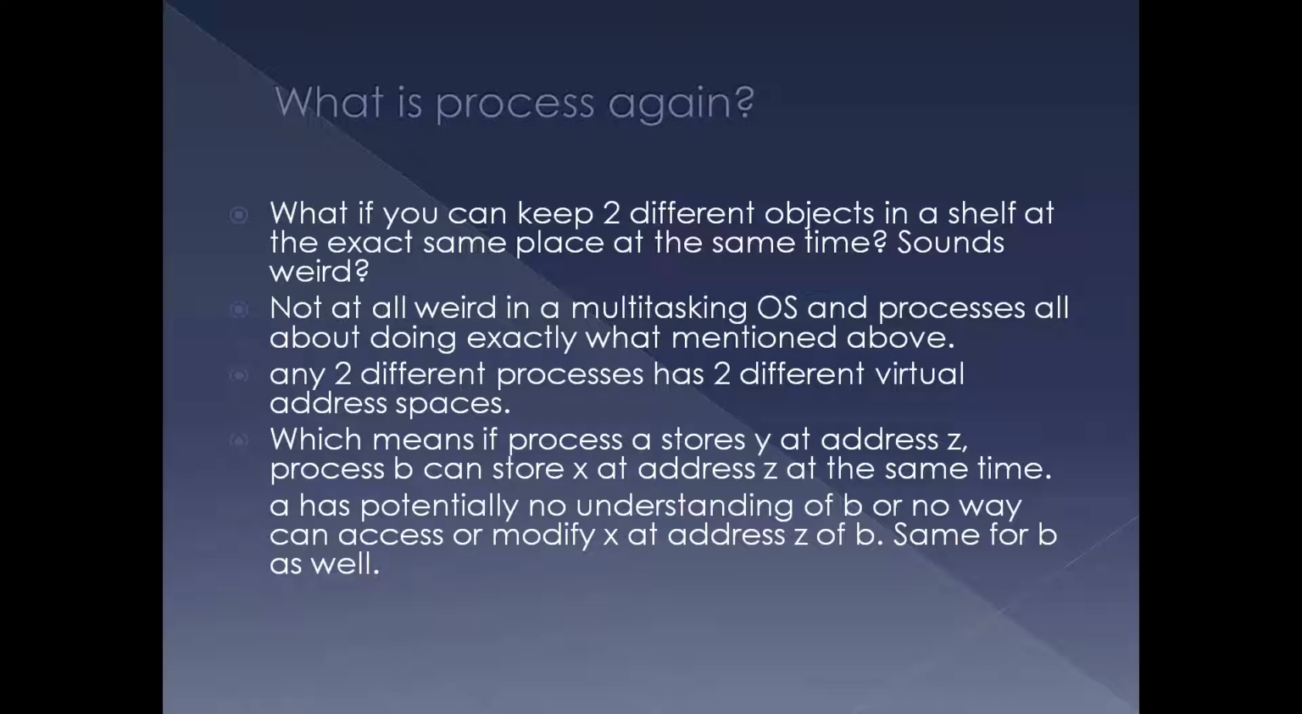Which means if process A stores Y value at Z address, process B can store X at Z address at the same time. Because in the case of process A, the address Z is pointing to a different physical address than the same address in the case of process B. Also, process A has no understanding of the existence of process B, or no way it can access or modify X, the value X, at address Z of process B, and vice versa.